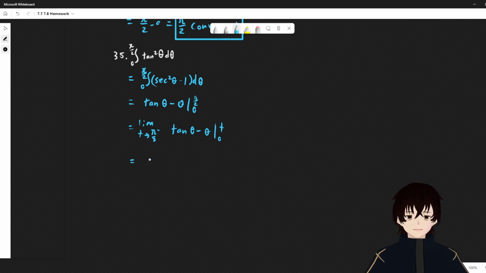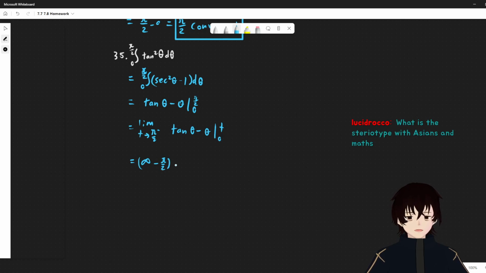So if you draw a graph, tangent theta looks like this. So as it approaches pi over 2, that goes towards infinity. Infinity minus pi over 2.